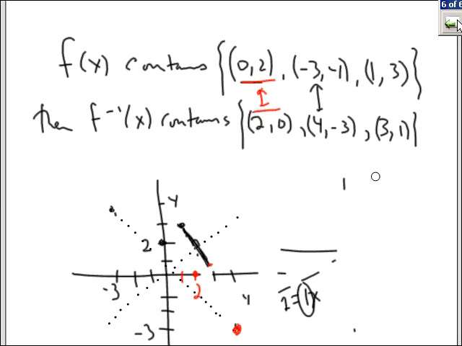If you reflect the point (a, b) across the line y equals x, you will get (b, a). You interchange the x and the y value. That is why if you have the point (3, 3), which lies on the line y equals x, because y equals x, if you interchange them, you get back the same point. Both of those points will lie on f of x and the inverse of f of x.